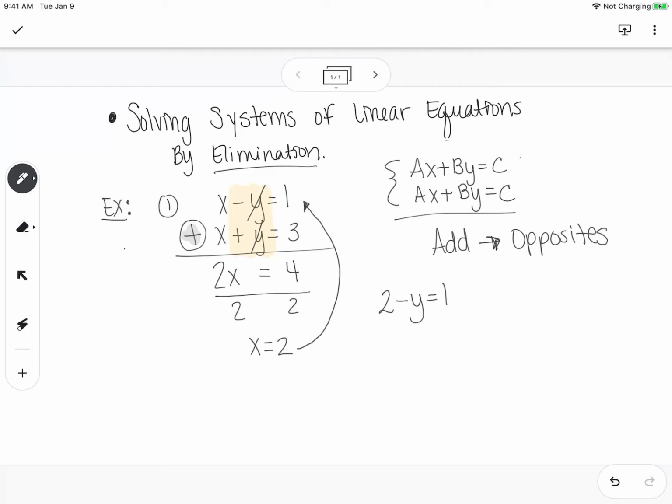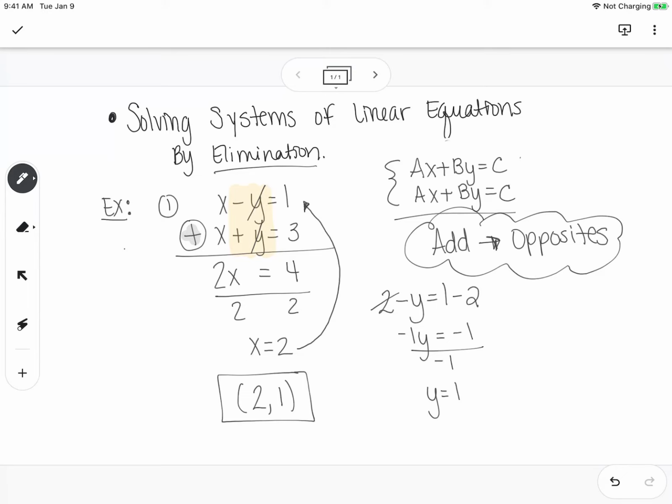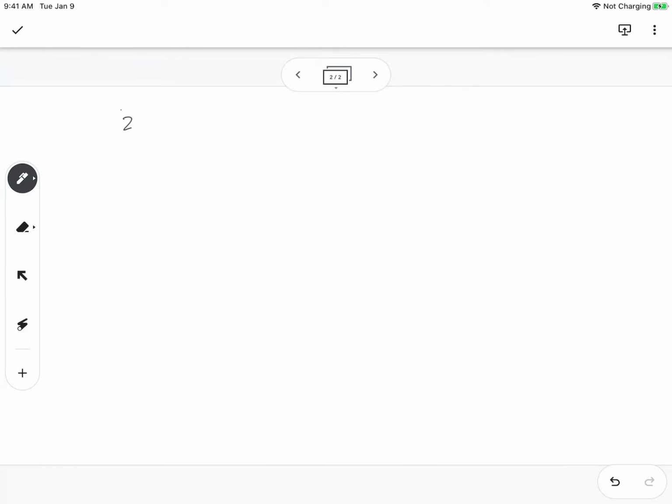All right, so to solve this, I can subtract my 2. So I have negative 1y equals negative 1. Divide by negative 1, and you get y equals 1. So your answer, remember, just like before, you want to write your answer as an ordered pair, x comma y. So again, if you already have opposites, you're going to add the two equations. Well, what happens if you don't have opposites? Well, let's take a look at example number 2.